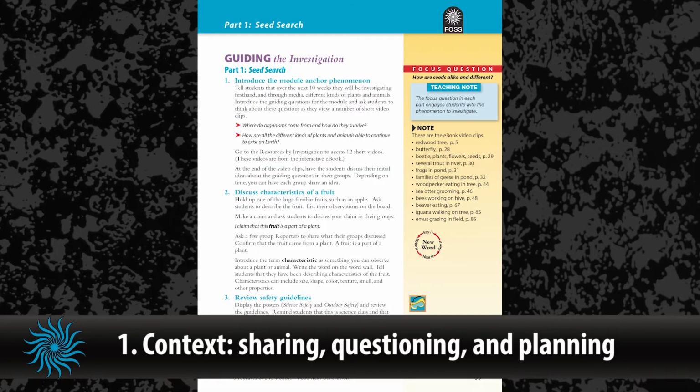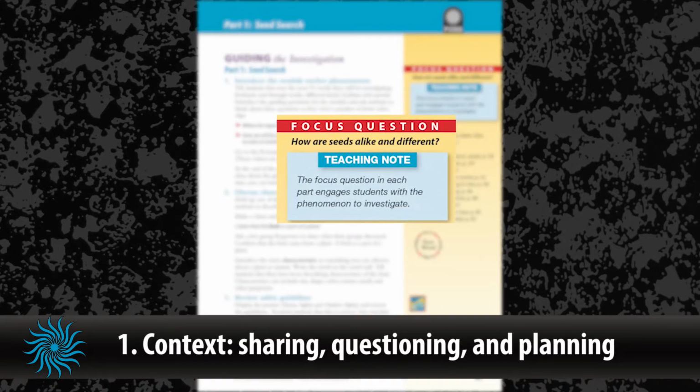To establish context, students share prior knowledge about a particular phenomenon through a discussion. Generally, a focus question is introduced. Students might plan a method to investigate the focus question, or one might be provided for them.